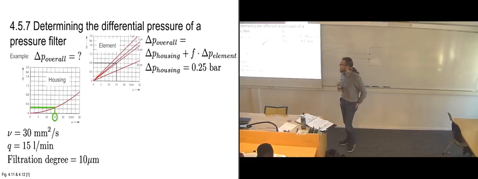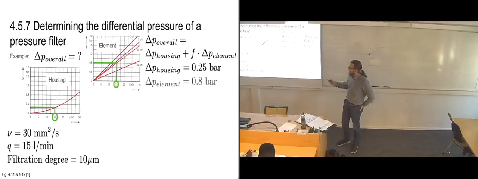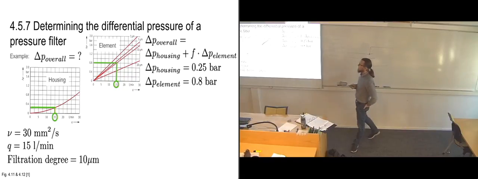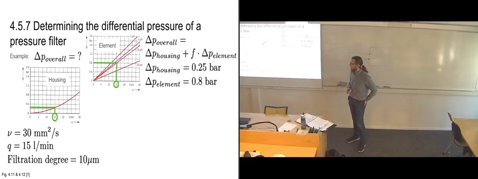And then we look at the filter element. Again, we have liters per minute in the lower axis. So we go to 15 liters per minute. We go up to the correct line. In this case, it was 10 micrometers, so it's this red line here. We go over here and we see that we have 0.8 bars of pressure difference on our element.